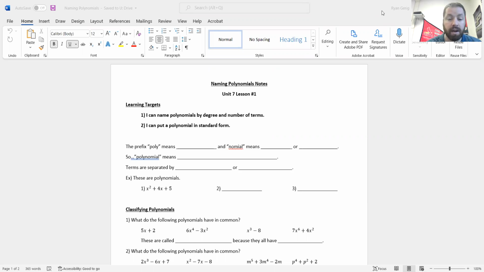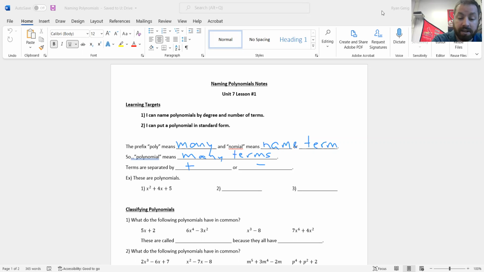So polynomial, you've seen it. That's the name of the unit. Let's talk about that first. The prefix poly means many, and nomial means name or term. So polynomial, put it together, you get many names or many terms, because we're going to use terms a lot in this lesson. I'll just say many terms. Terms then are basically just algebraic expressions separated by addition or subtraction.